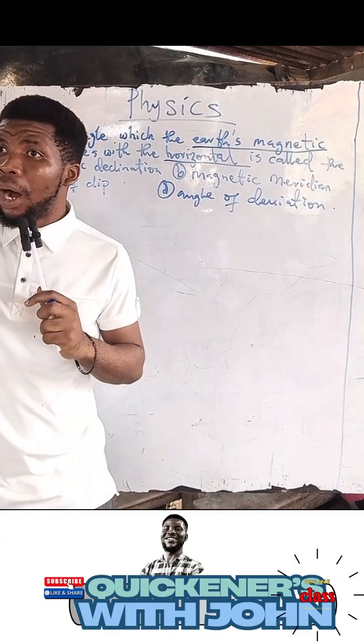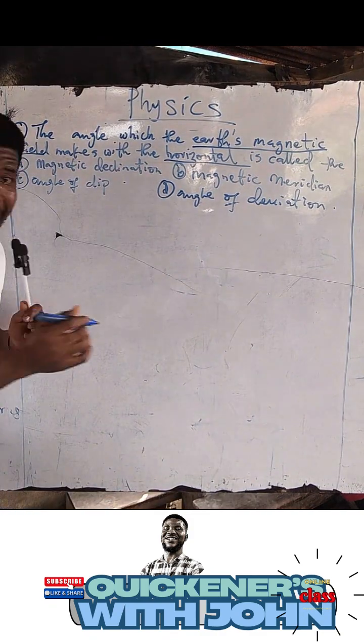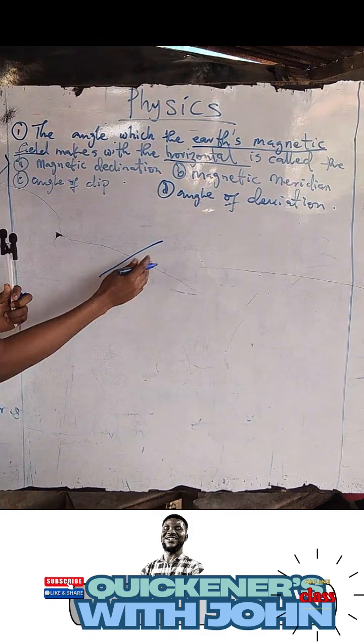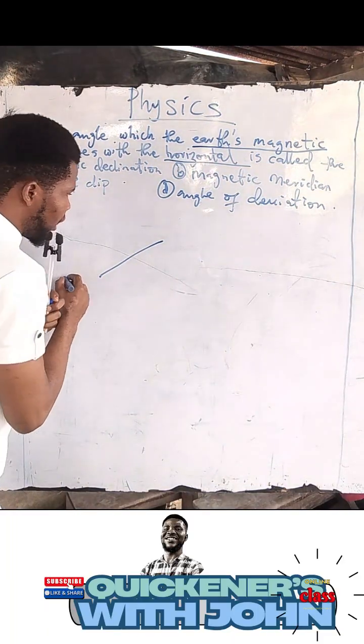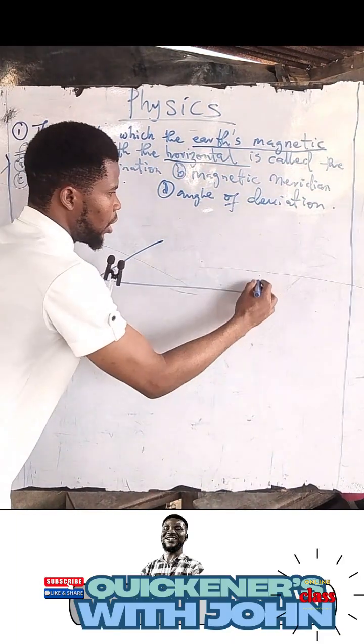Another way this question can come, just like you saw when I was explaining, is that you use the word magnetic needle. The axis of the magnetic needle. So let's assume that this is the axis of the magnetic needle and this is the horizontal.